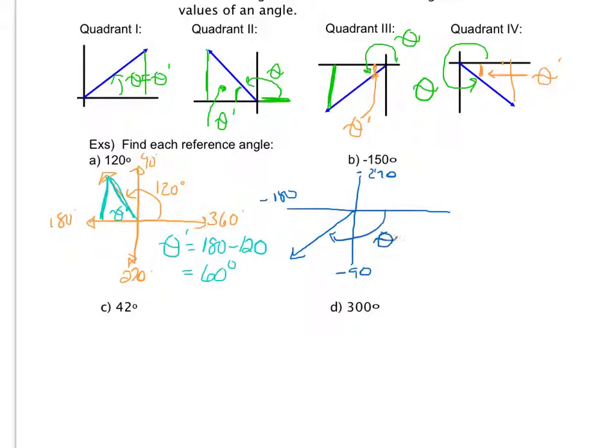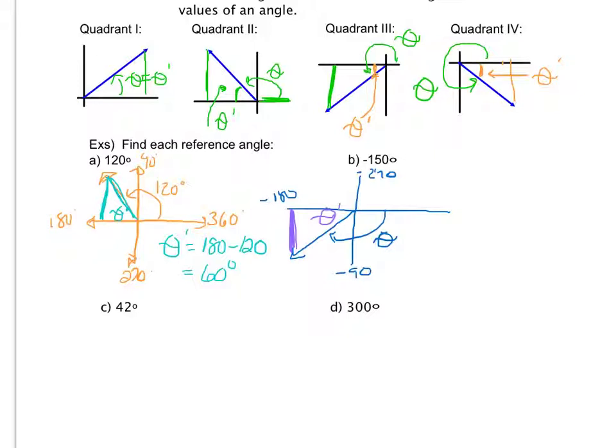This is my theta. I cannot make an acute right angle with my x-axis with this theta. I can make it with my y-axis, but the rule is it has to be my x-axis. So I'm going to go ahead and say, but hey, I can take my terminal side and I can make an acute right angle right here. So this is going to be my reference angle.